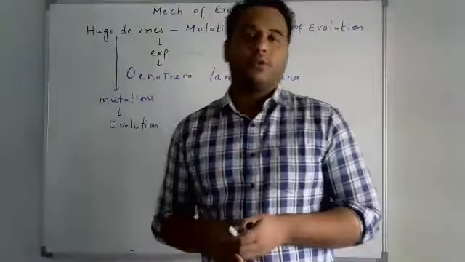Got it? Now coming to directional selection. Let's say this is the mean value. Suppose the population is more favorable towards only one direction. Just as an example, more favorable towards E2 and less favorable towards E1.